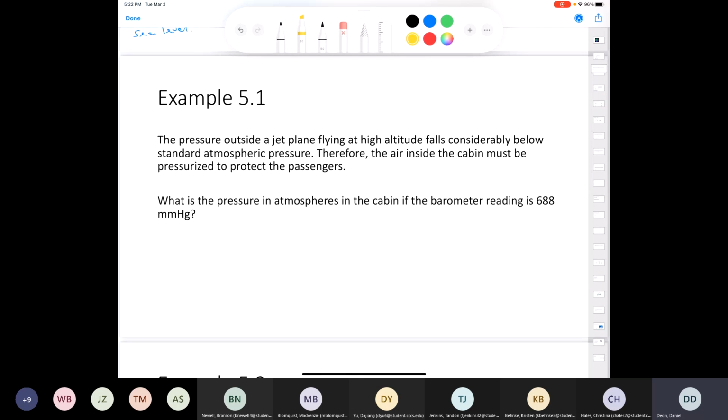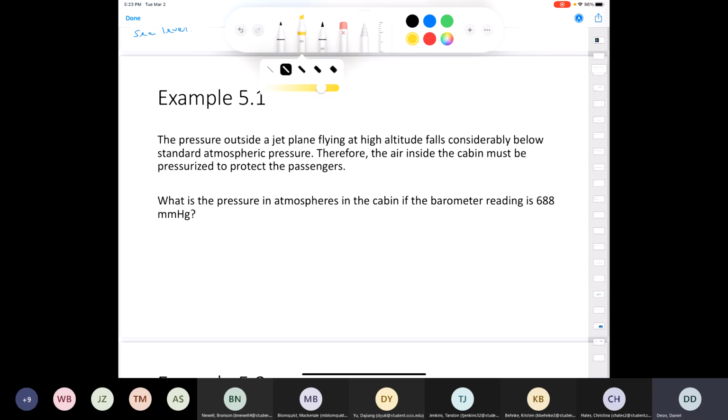It's just to see if we can use some dimensional analysis to do a pressure conversion. It says the pressure outside a jet flying at a high altitude falls considerably below standard atmospheric pressure, right? It's a low pressure when you get up high in the atmosphere. That's why they have to pressurize a cabin. It says, therefore, the air inside the cabin has to be pressurized to protect the passengers on the plane. What is the pressure in atmospheres in the cabin if the barometer reading is 688 millimeters of mercury?